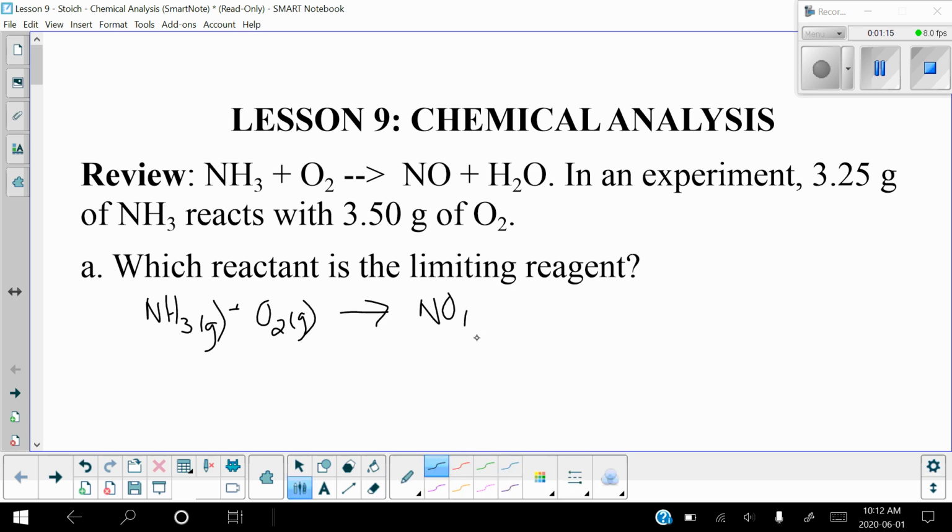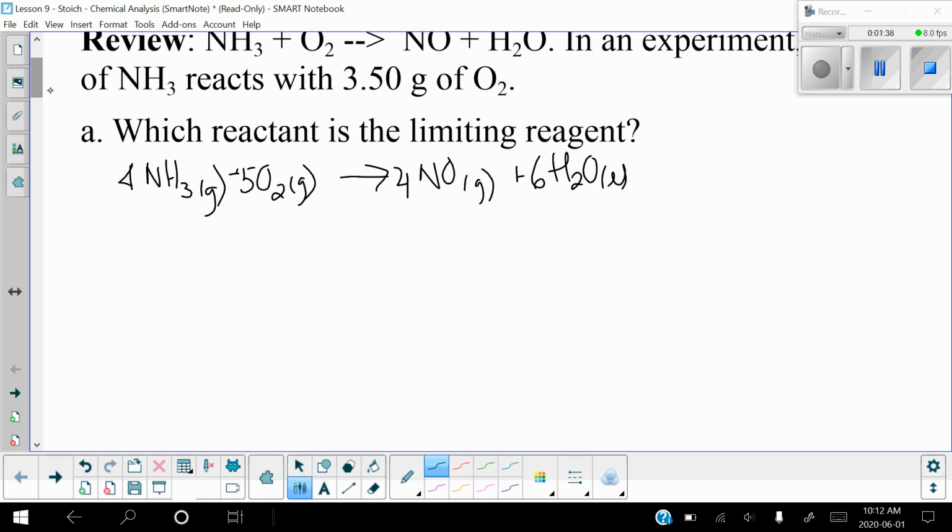Gas plus water. If we balance this, it'll be 4, 5, 4, 6. Highly recommend that you pause, you balance it, and check your answer. Then from there we list what we know.